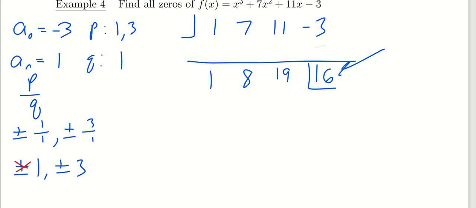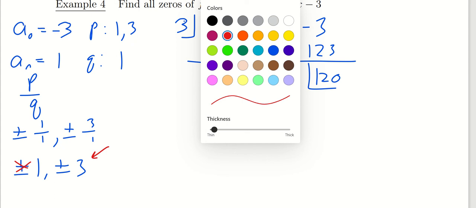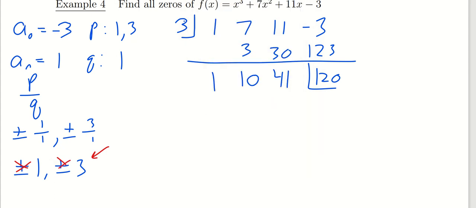So back to the drawing board, let's try a different value. I'm going to move on to the next positive number in the list. So let's try positive 3. See if maybe that works. The 1 comes straight down. 1 times 3 is 3. Add to go down, we get 10. Multiply bottom times block, we get 30. Add to go down, we get 41. Multiply, we get 123. And then add to go down, we get 120. Again, that's a non-zero remainder. So positive 3 is not going to be a 0 of this function. So 3 is out.